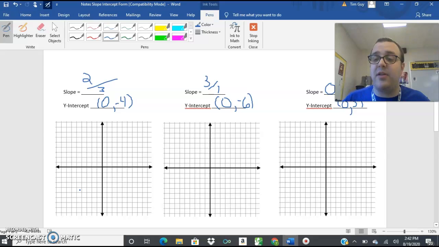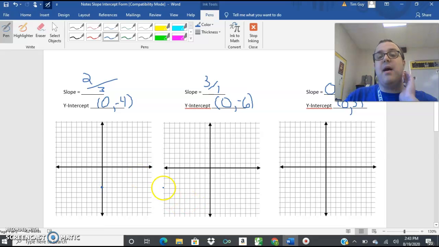So when I go to graph something in slope-intercept form, what I'm going to use is the method of graphing the y-intercept and then using the slope to get my other points. So how does that work? Well, after we write down our slope and y-intercept, we take our y-intercept and plot that point. In this case, I have 0, -4. So from 0, I'm going to go down 4, and I'm going to put a point right there. Okay, so there's my first point right there at 0, -4.